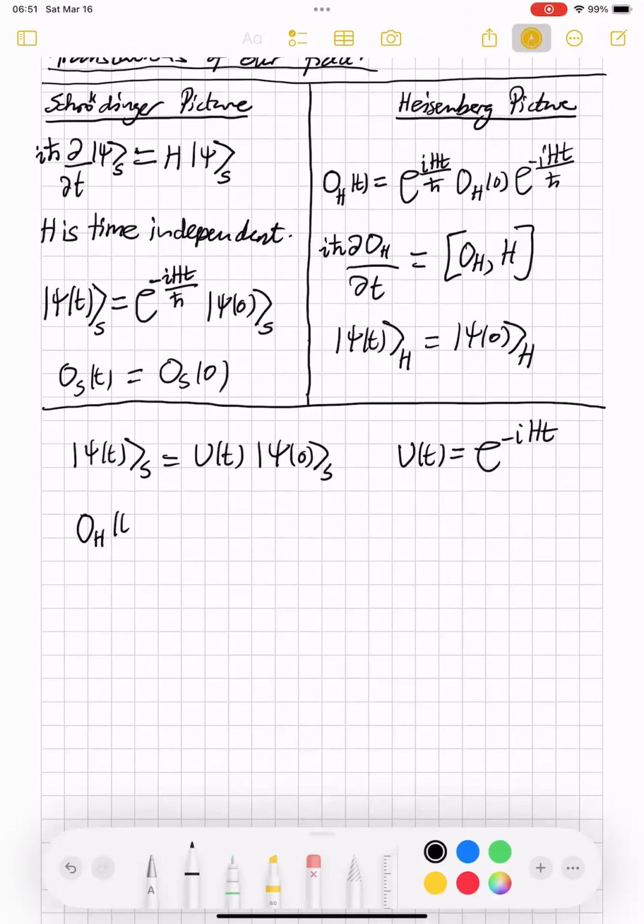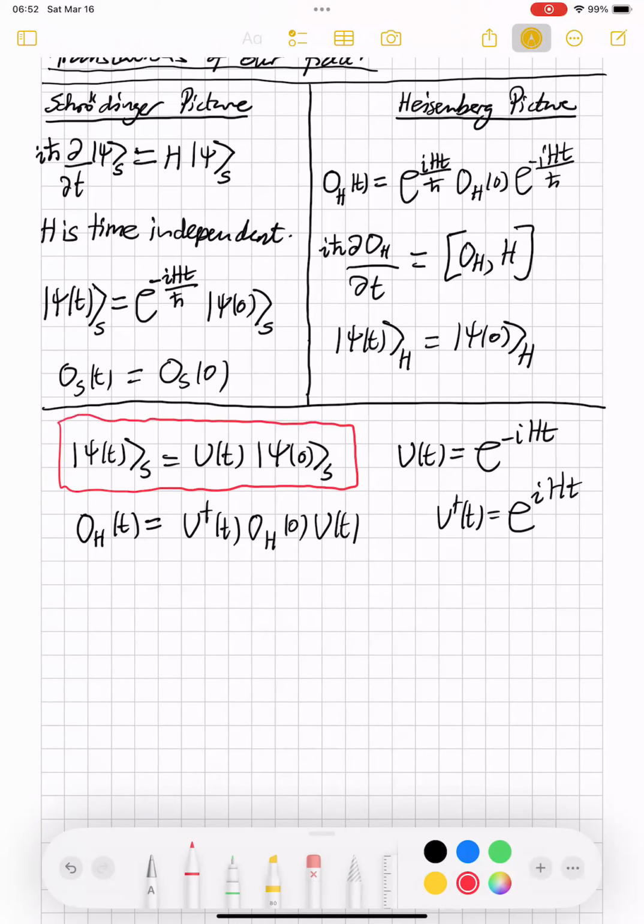If I rather want to evolve the operator, I should evolve it with U dagger of t. So let's just write down the rule. If this is U of t, then for U dagger of t, I should take a complex conjugate. Complex conjugate of minus i gives me i. H dagger is H, and complex conjugate of t is just t. So if you look at the Heisenberg picture evolution, I've got U dagger of t, O, U. So what I want you to compare: if the operator U produces the evolution of the states, so this is the rule for the evolution of the states, then for operators, I have this evolution.